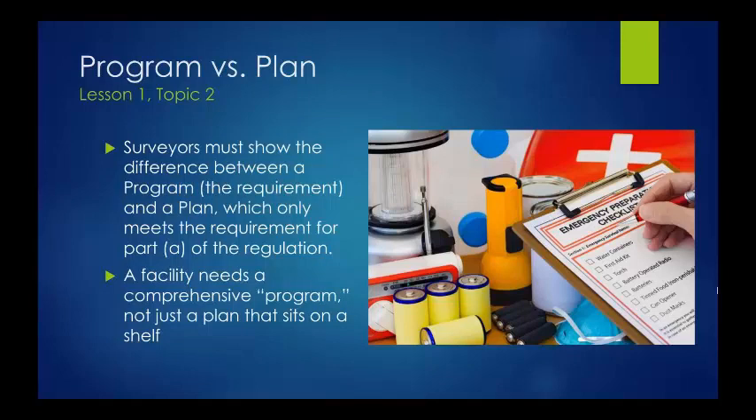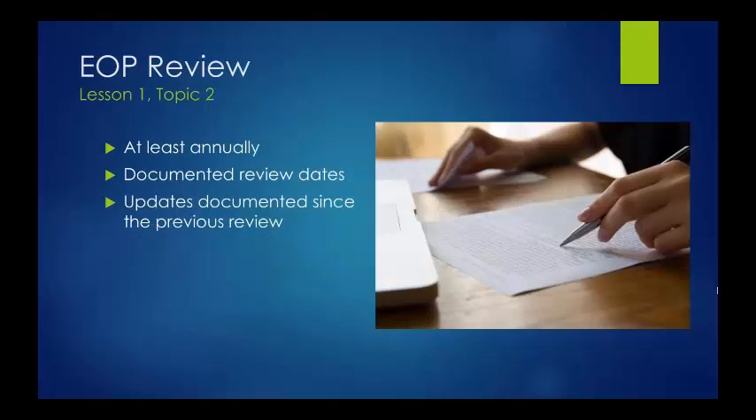Now, one of the things that they're looking for with the emergency operations plan is that this gets reviewed, revised, and updated at least annually. So, nice segue into our review. Again, it needs to happen at least annually. And when you review this, it needs to be documented that it's been reviewed. If you have made any changes to this document, make a notation as to what changes were made.